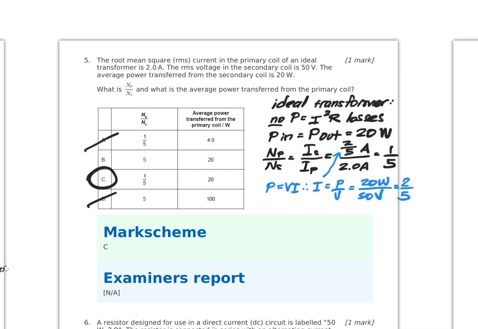And they don't give the two currents, but they do give a voltage. So using the power and the RMS voltage, I'm able to get that the RMS current is 2/5 of an amp. And it said that the RMS current in the primary coil is 2 amps. So 2 over 5 over 2 is 1 over 5. So the ratio of the primary coils to the secondary coils is 1 over 5. That gives us choice C.